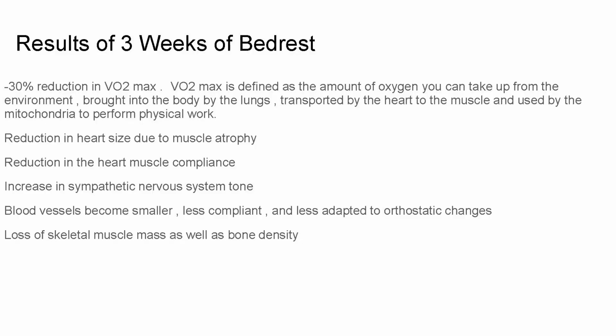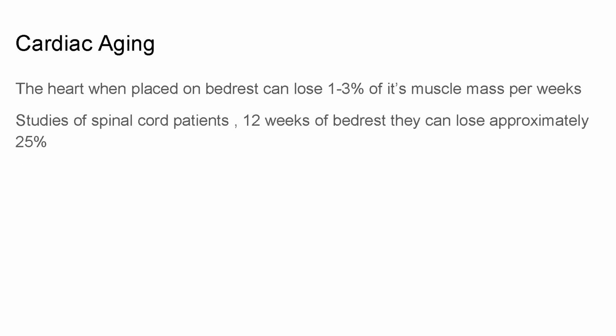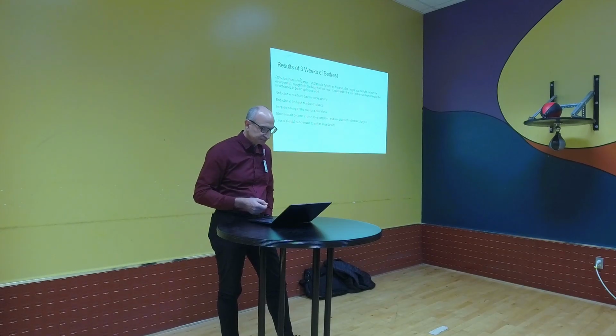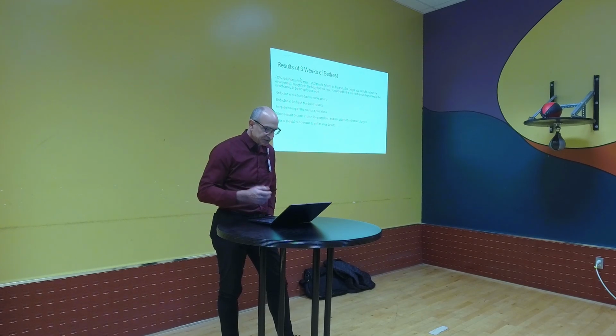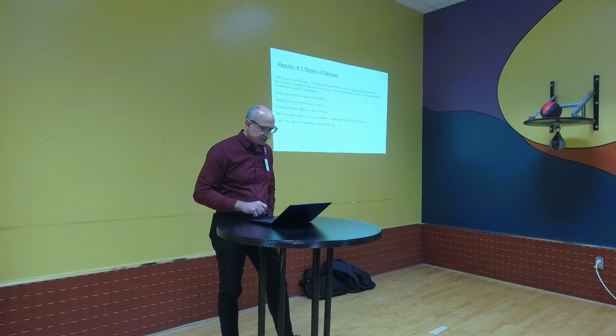So with 3 weeks of bed rest, they lost 30% of their VO2 max. There was a reduction in heart size and muscle compliance. There was an increase in sympathetic tone, and their blood vessels became smaller and less compliant. And there was a significant loss of muscle mass. These findings were very similar to what we've seen during COVID when we put patients in quarantine.